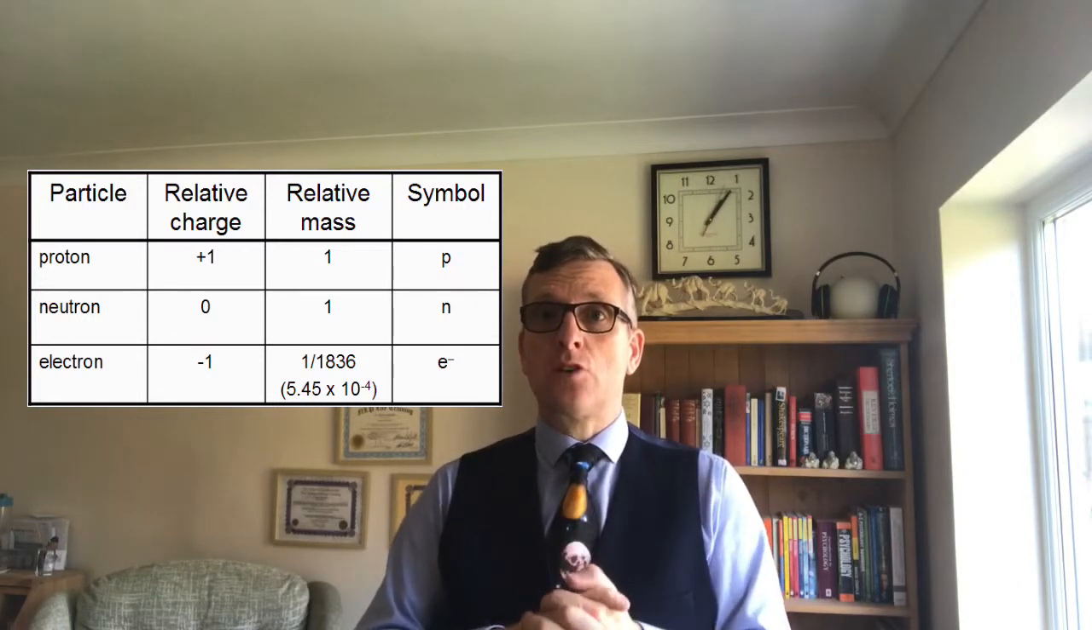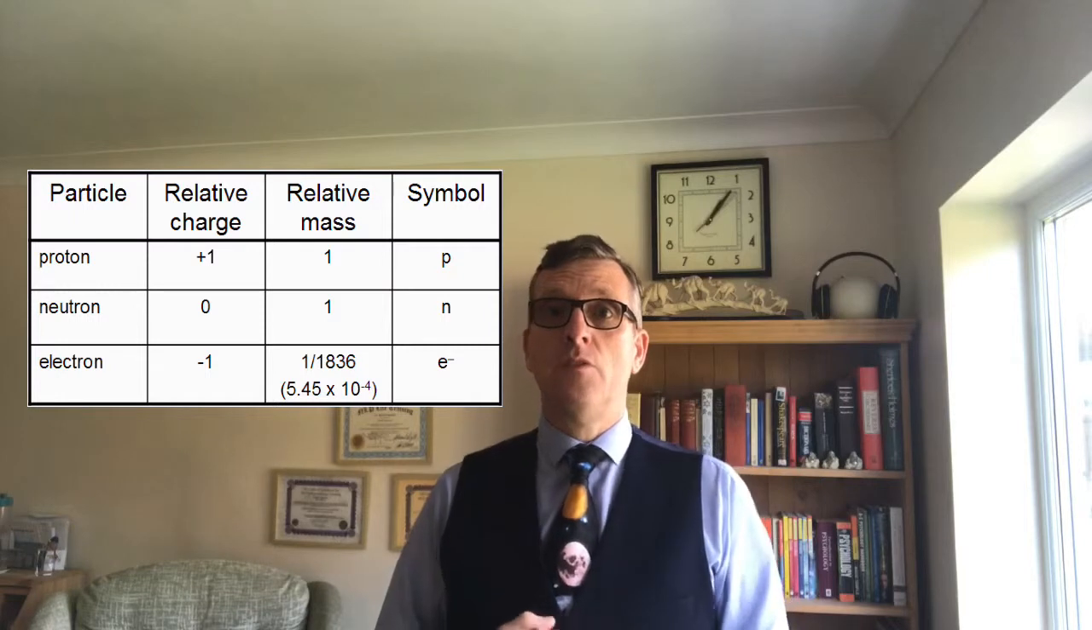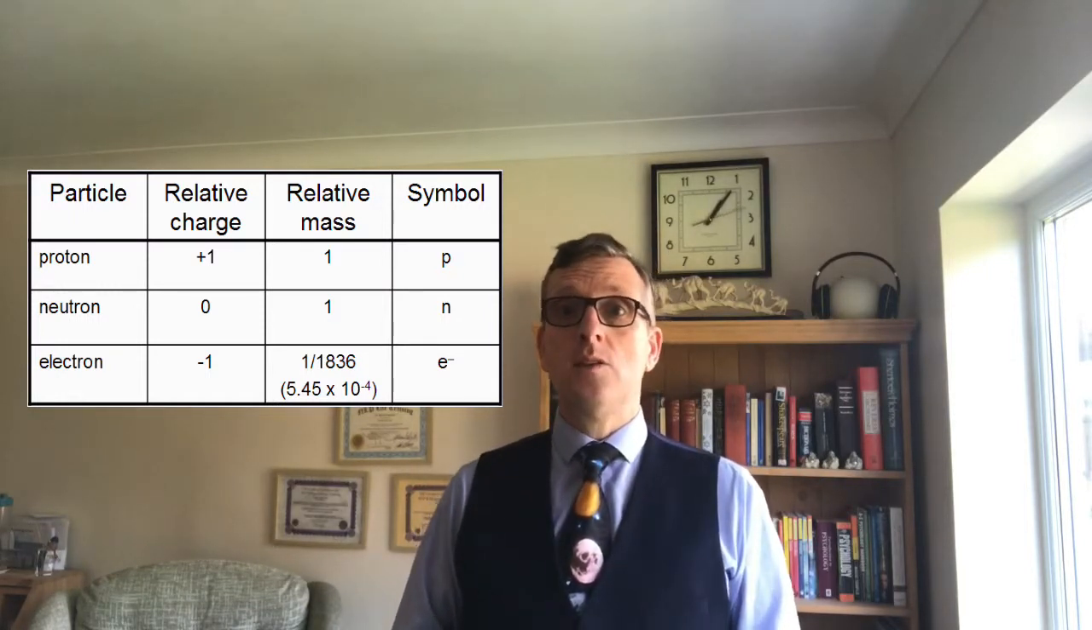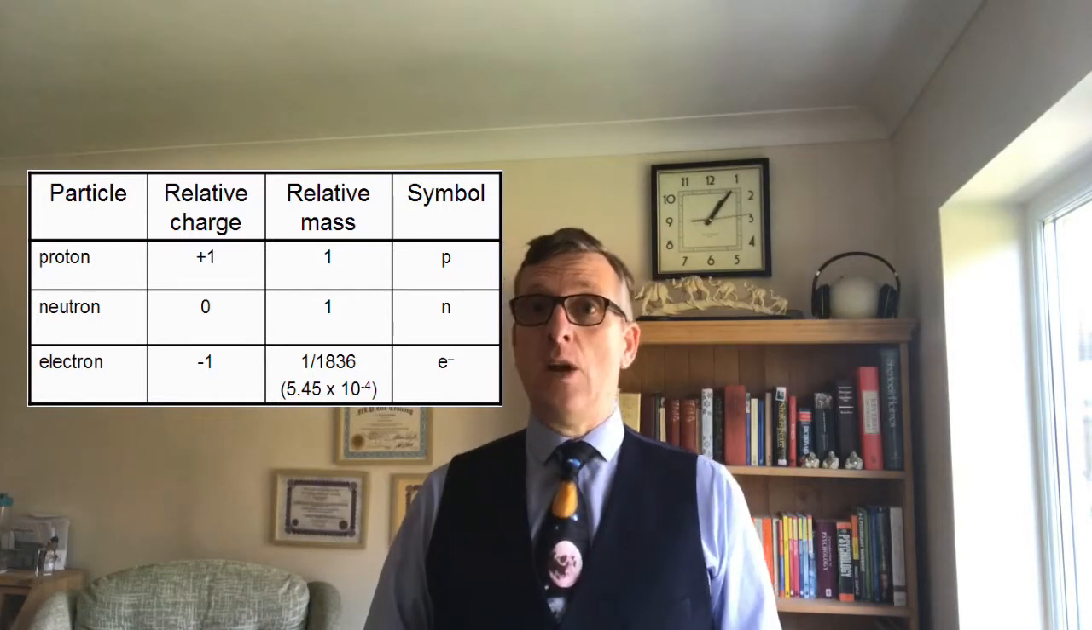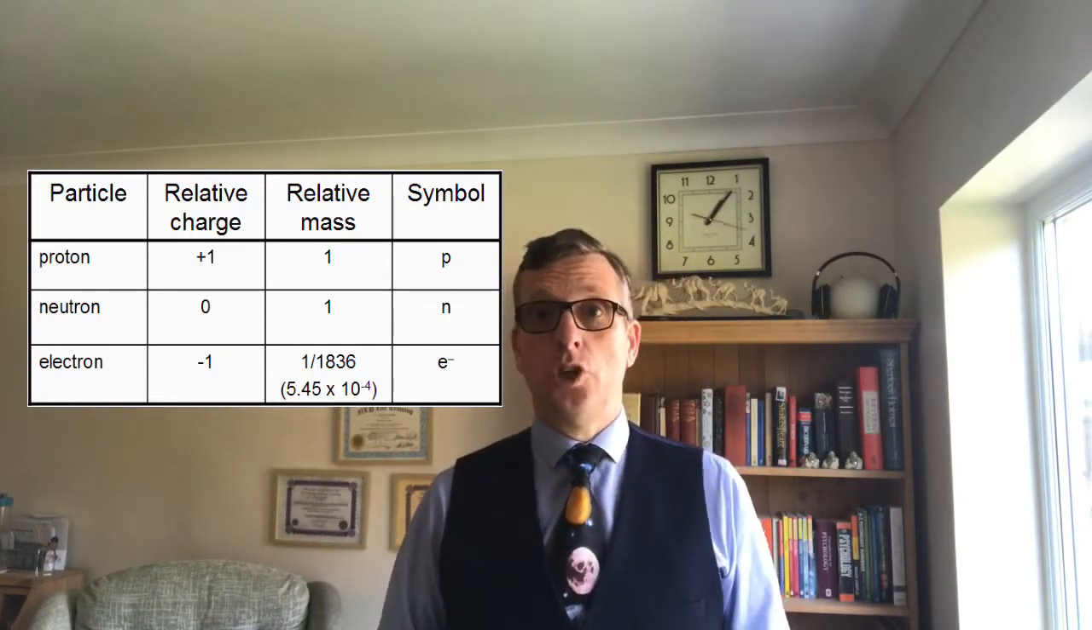As you can see, the electron is a much smaller mass than the proton, roughly 1/1840th of the mass. The proton and the neutron have almost equal mass, and the electron has an equal and opposite charge to the proton, and the neutron is neutral, has no charge. That means that an uncharged atom has equal numbers of protons and electrons. An uncharged atom becomes an ion if it gains or loses electrons.